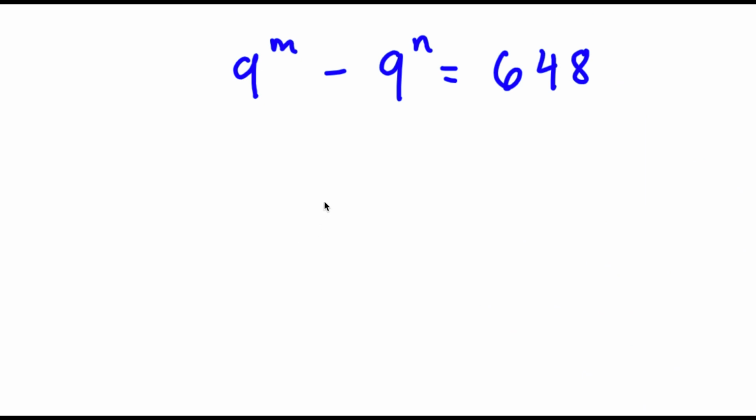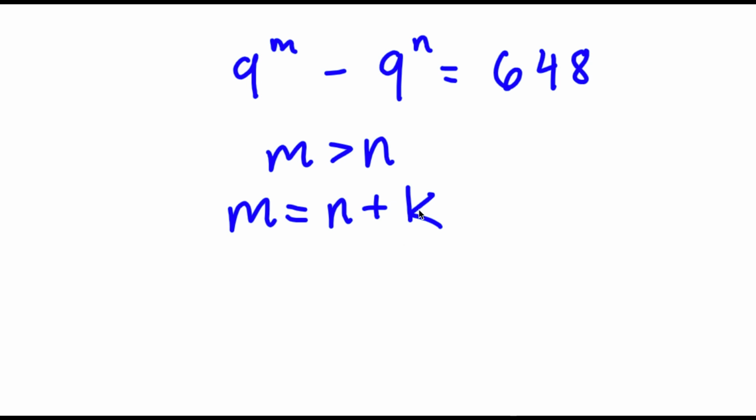Alright, so in this problem, I have 9 to the power of m minus 9 to the power of n is equal to 648. So based on first glance, we can tell that m is greater than n because the result is a positive number and the bases are the same. So 9 to the power of m minus 9 to the power of n, this is a positive number, meaning 9 to the power of m is greater than 9 to the power of n, and m is greater than n. So now that we know this, we can say that m is equal to n plus some number k.